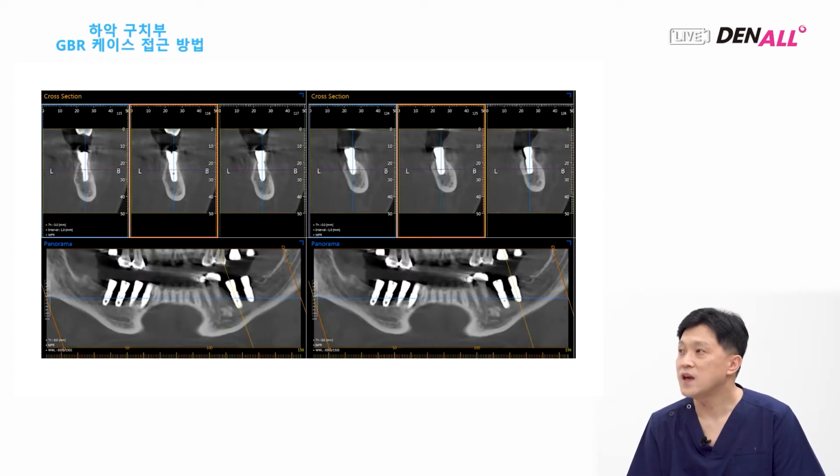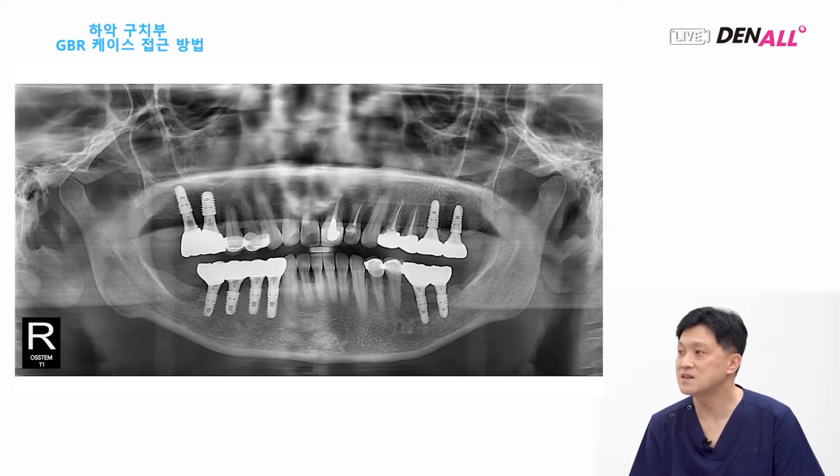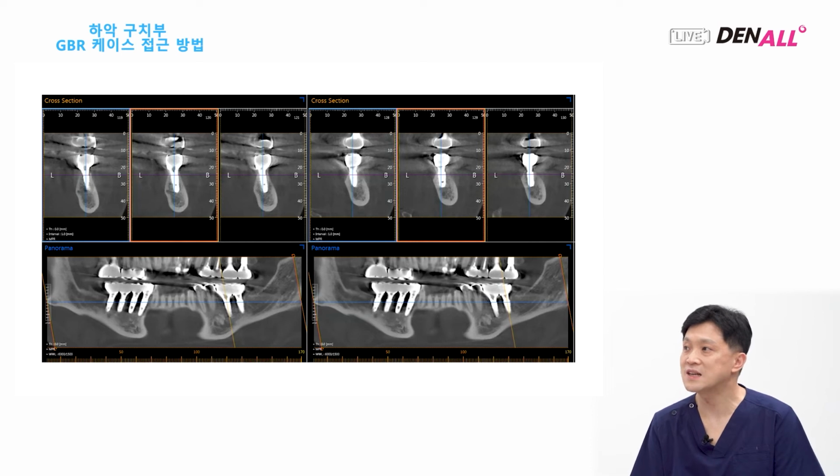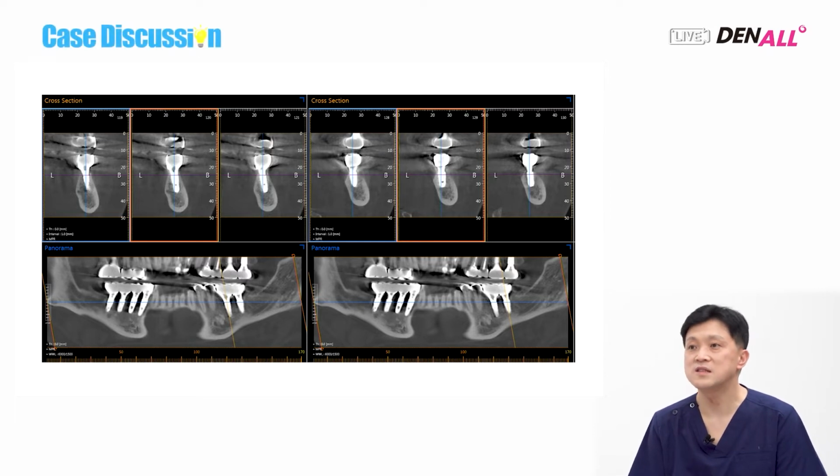CT, post-op CT, post-op 4 months. As you can see, prostheses were completed. At that time, you can see bone is maintained without being resorbed. So when horizontal width is insufficient in the posterior region, ridge split can be used as one of the options.